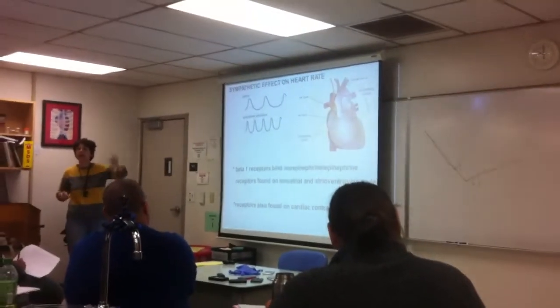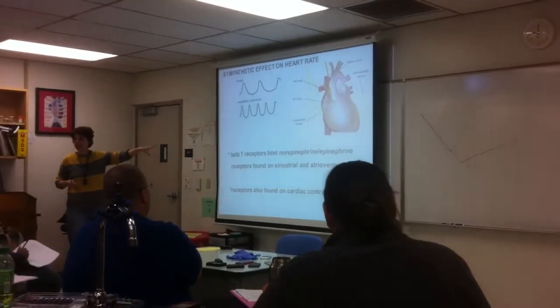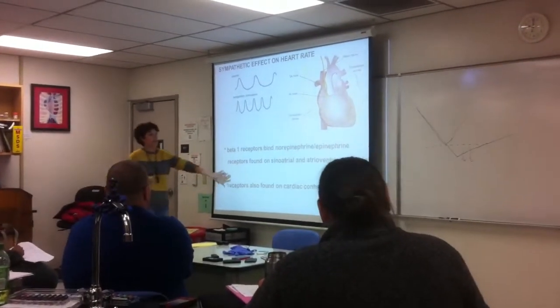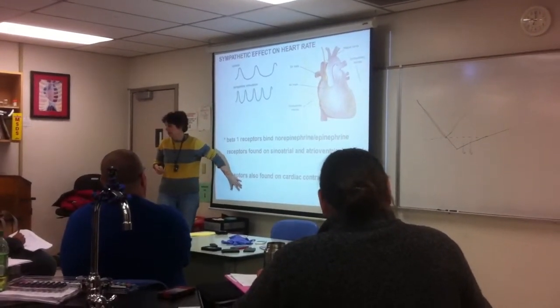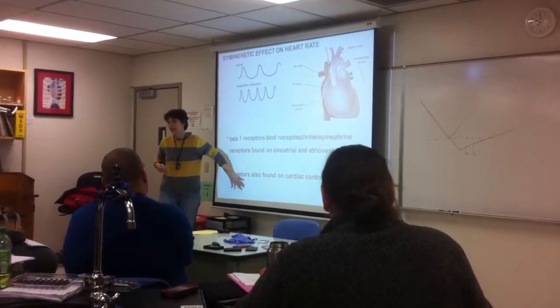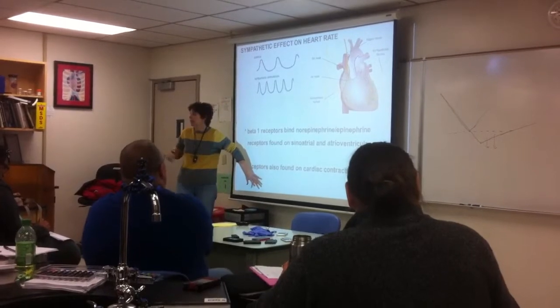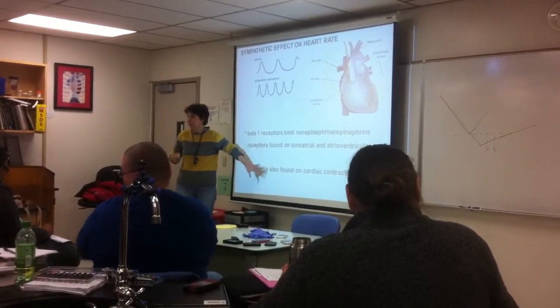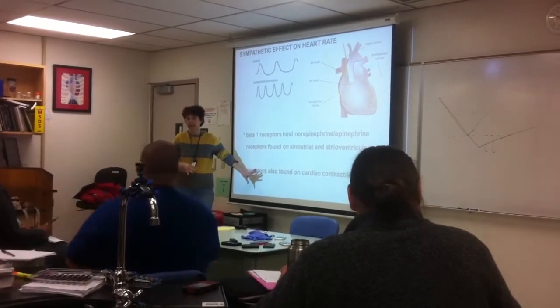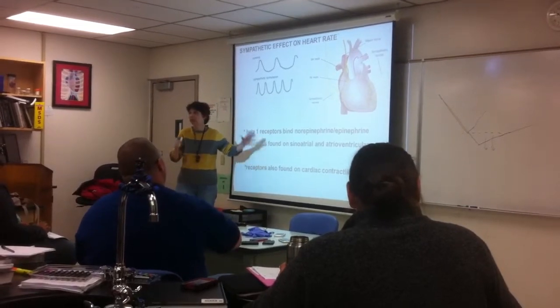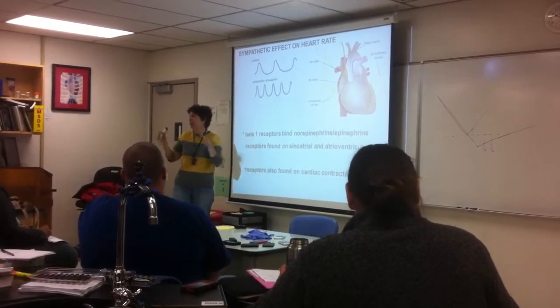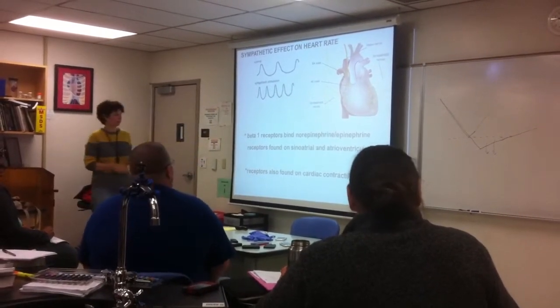When we talk about heart rate, we're talking about SA node and AV node, but we also have receptors on the contractile cells. So unlike acetylcholine, norepinephrine can affect stroke volume. But again, right now we're looking at heart rate. We'll come back and look at norepinephrine for stroke volume in a moment.